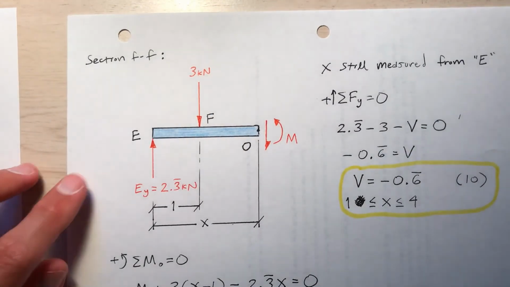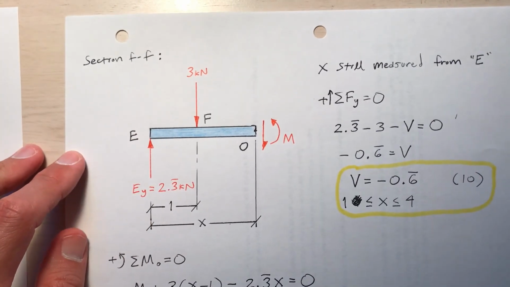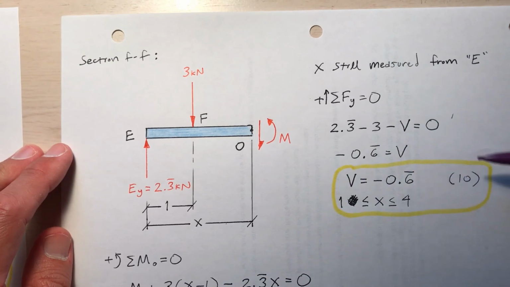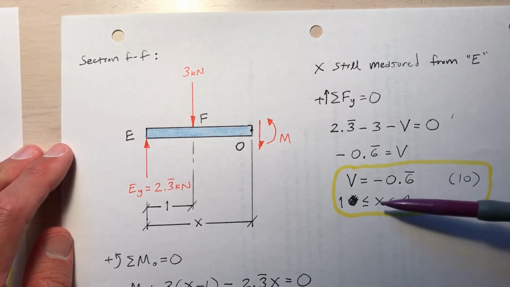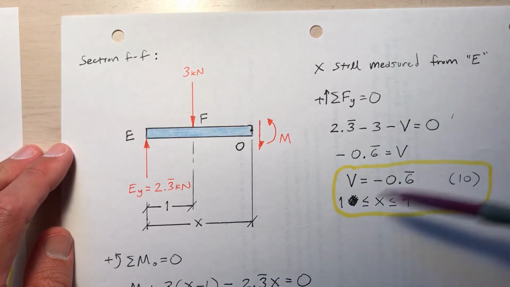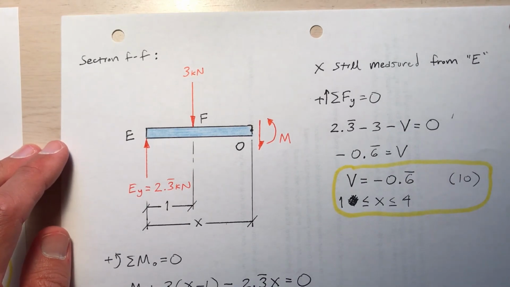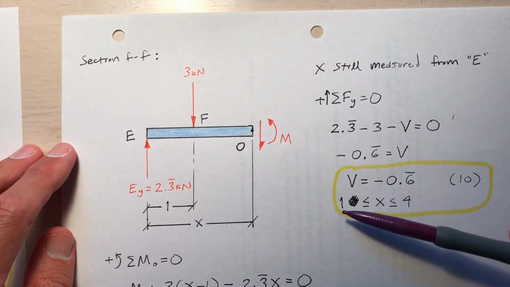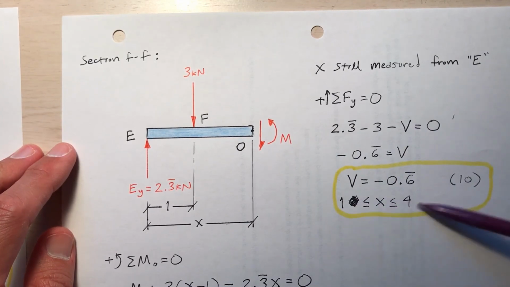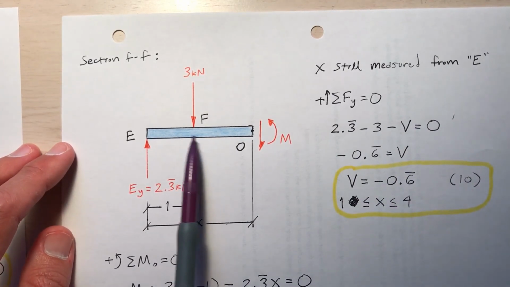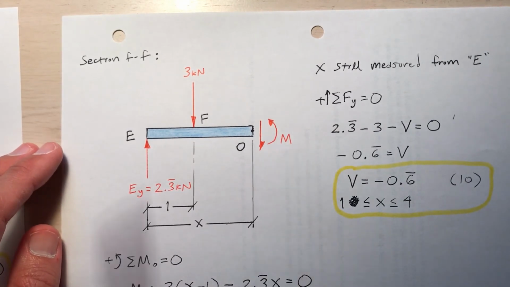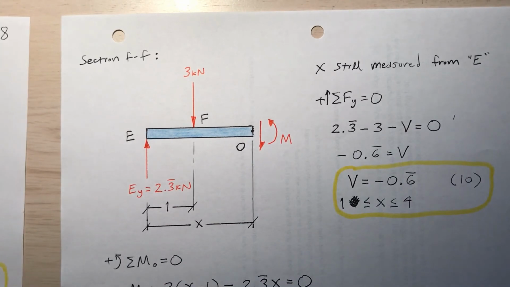Okay, so X is still measured from point E. So equilibrium in the y direction, I find that the shear is negative 2/3. Be careful, this is for X between 1 and 4. I made a typo here, and I don't have any ink eradicator on me, so I just decided to cross off my error and put 1. So be careful, X is between 1 and 4. That means between F and G, which is to the right of O. You can't see it. So the internal shear is negative 2/3 for X between 1 and 4.